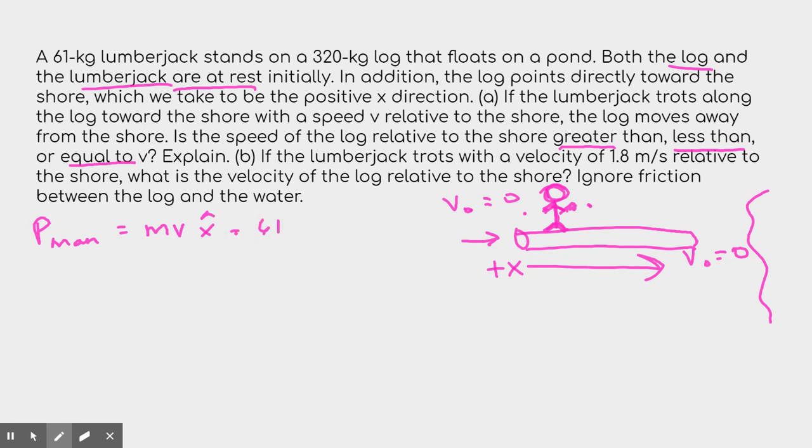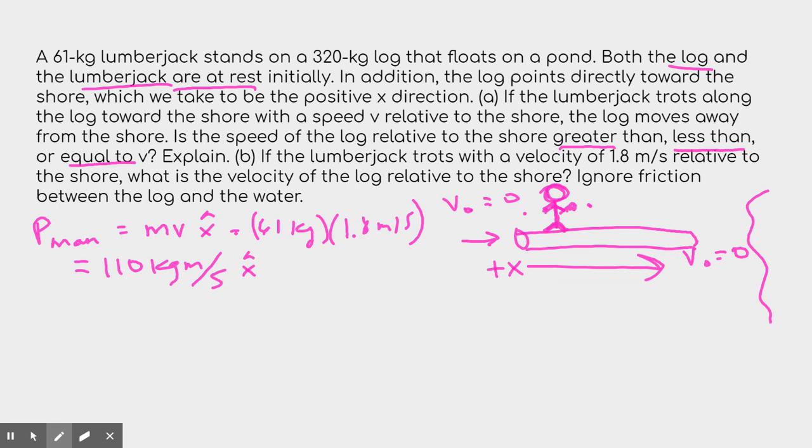And we can plug in our information here, 61 kilograms multiplied by V, which in our case is 1.8 meters per second. That means the momentum of the man is going to be 110 kilogram meters per second, and that is in the positive x direction.